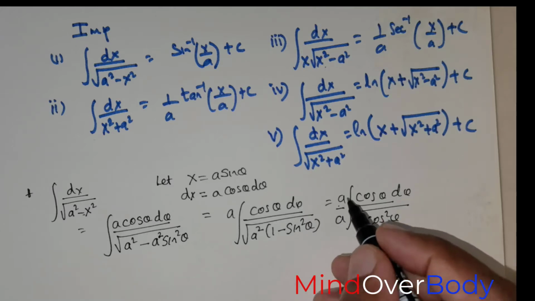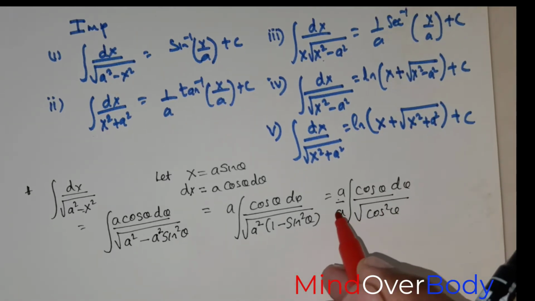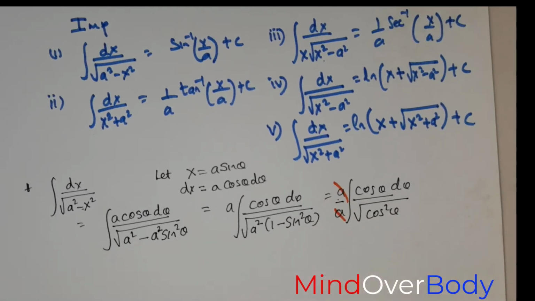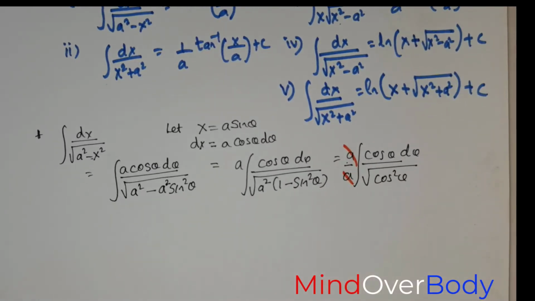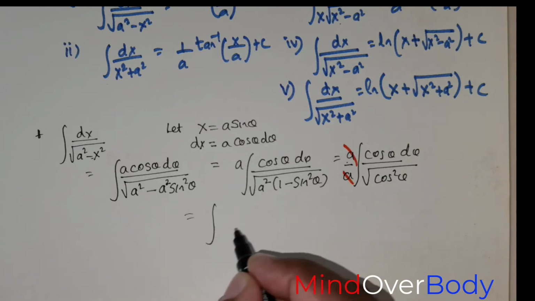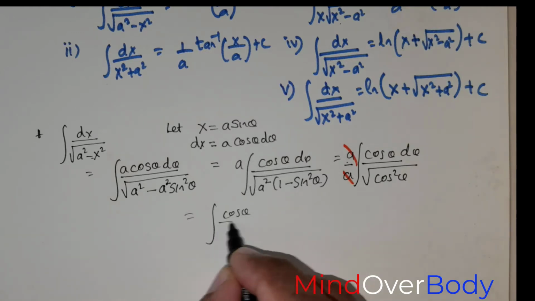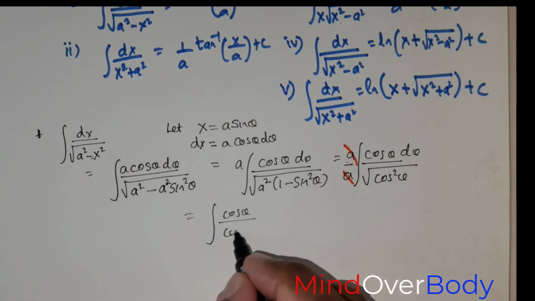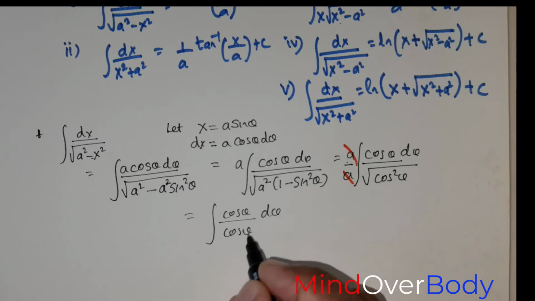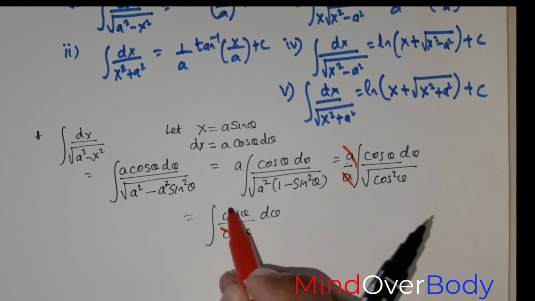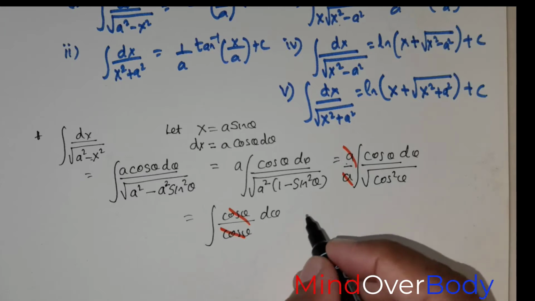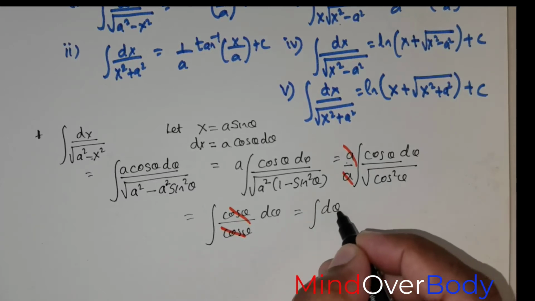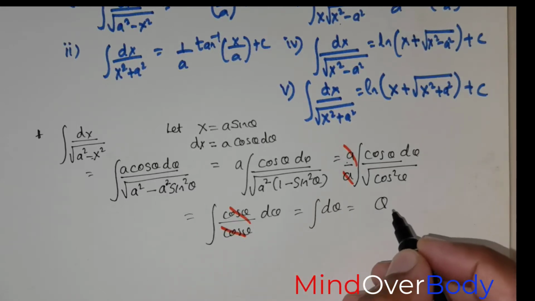So we can actually cancel these a's that we have. So now this is equal to integral cos theta, square root of cos squared theta is cos theta, times d theta. So cos theta can be cancelled, giving us integral d theta, which upon integration would give us theta.